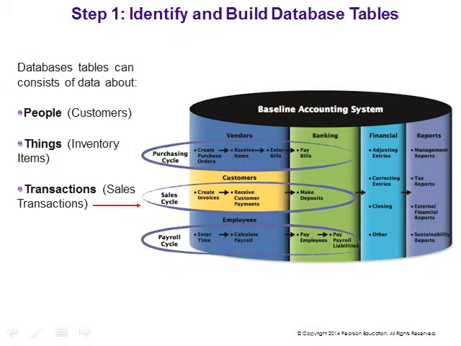So the first step is to identify and build the database tables. When identifying database tables, we know the database tables can consist of people such as customers, things such as inventory, and transactions such as sales transactions. And here we see those transactions, those cycles as they impact people reflected in this diagram. So we review the baseline accounting system as a good start to understand what we have out of the box and perhaps some configuration or setup concerns, and move forward from the baseline system.